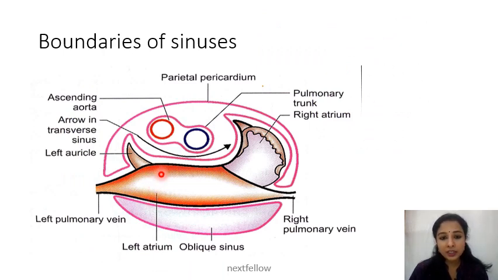So the transverse sinus is shown again here, showing its boundaries. Anteriorly are the two great vessels, the aorta and the pulmonary trunk, and posteriorly it is separated from the oblique sinus, as we know now. On each side it is continuous with the pericardial cavity, that is the potential space between the parietal and the visceral pericardium, and it is present over the left atrium of the heart. So this is the transverse sinus.